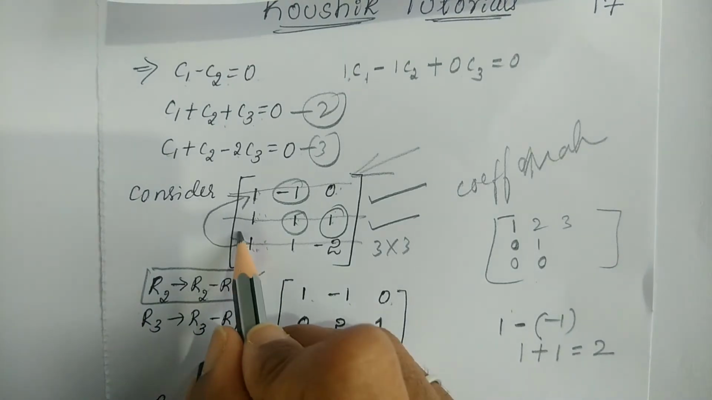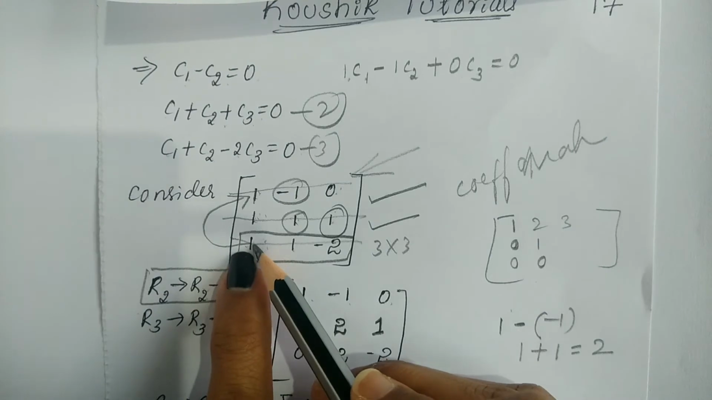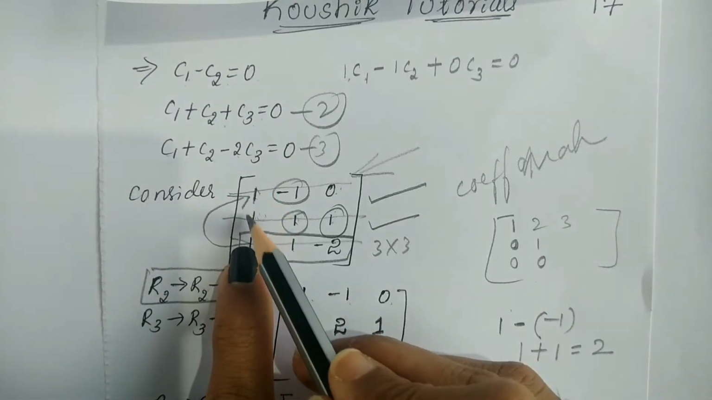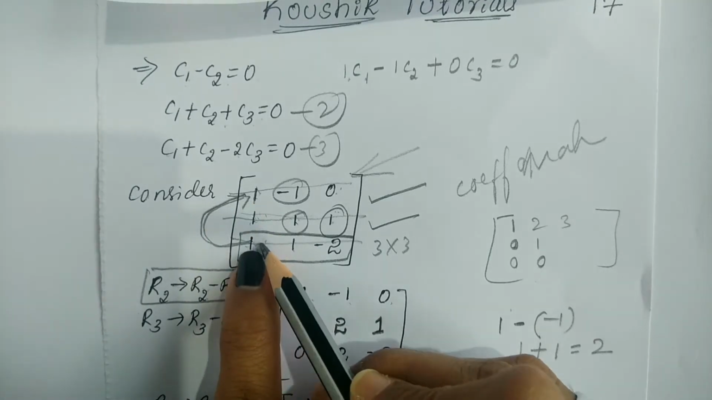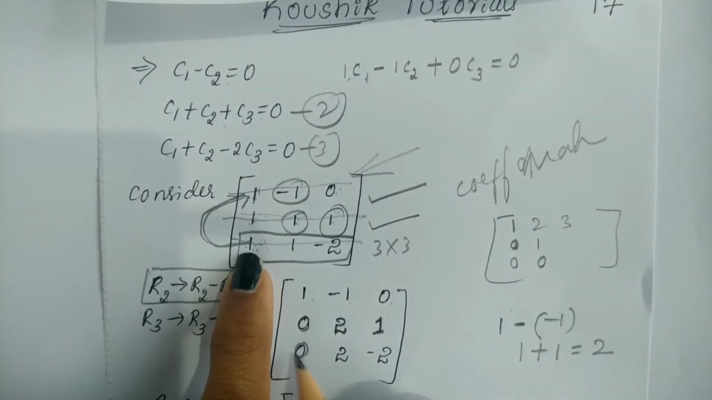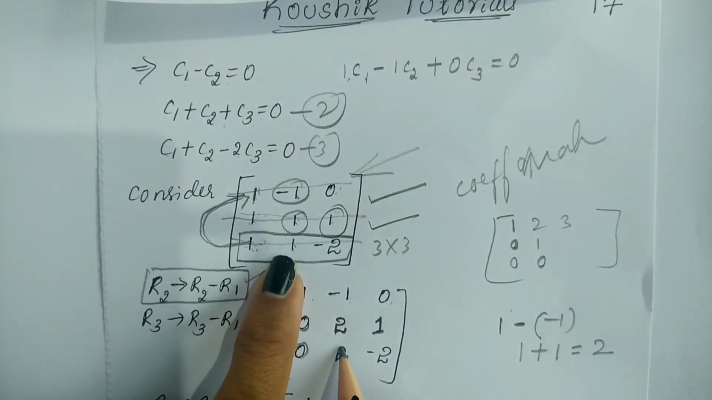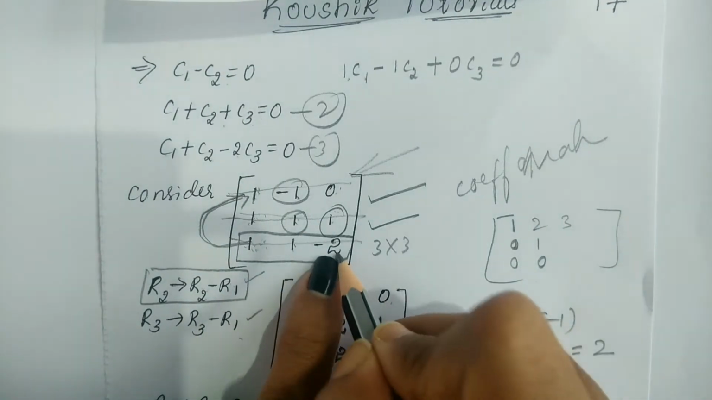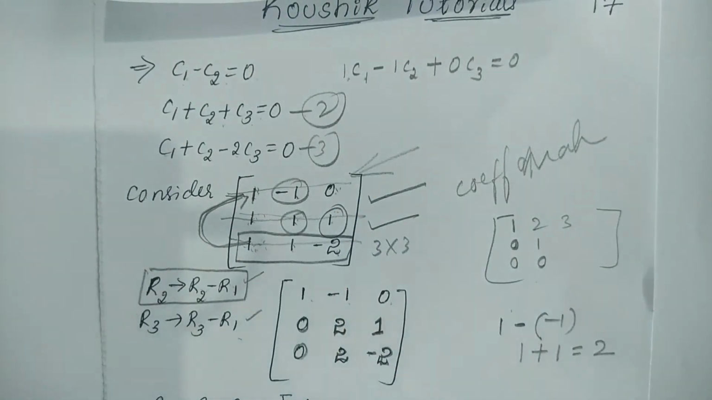Next R3, this one. I am considering R3 minus R1. For that, 1 minus 1, so 0. Next, 1 minus of minus 1 is plus 1, so we get 2. Next, minus 2 minus 0, so minus 2. Is it okay?